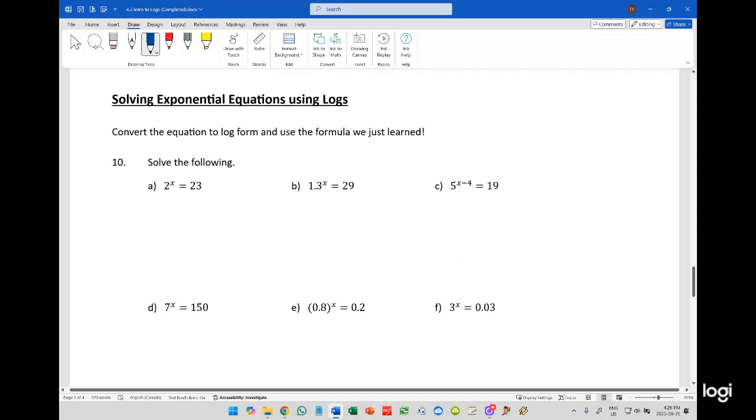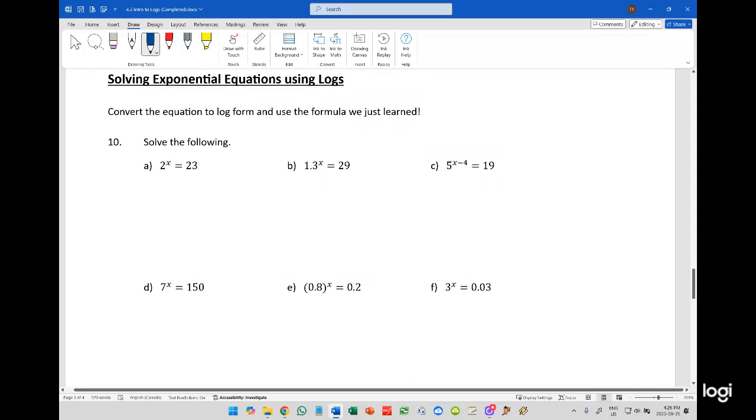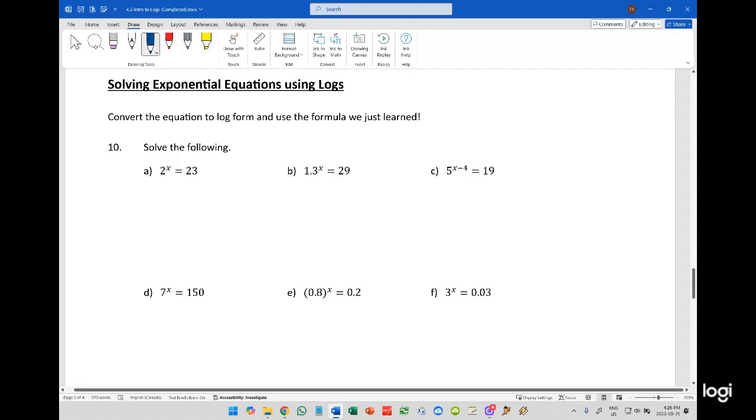All right. So if we have something like these exponential equations, 2 to the x equals 23. Now these look like the ones we were solving with trial and error, where we guessed an x and then we plugged it in and we were trying to hit the 23. But again, we'd like to be able to do this algebraically. So now we can use logarithms.